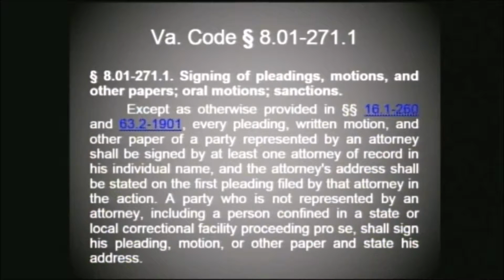Rules of ethics. We'll start moving a little quicker here. This is 8.01-271.1. So essentially, the first paragraph says, any and every pleading that you file as a lawyer, you have to sign your name on it, and it lists some requirements as to what all you have to include other than your name.